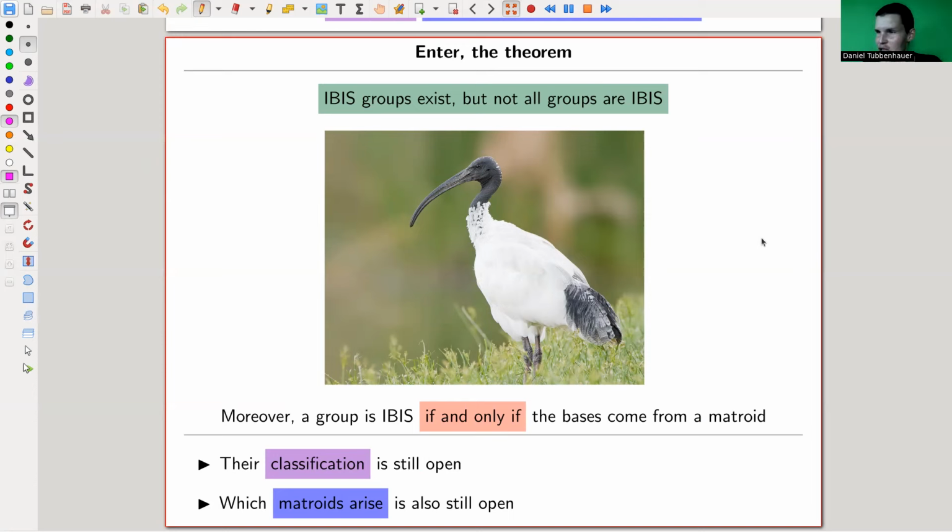Anyway, and kind of fun story here. So certainly not all groups are IBIS, and the classification is wildly open. But a group is IBIS if and only if it comes from a matroid in a certain sense. So again, matroids make their appearance here. Most of these groups, the classification, as I said, is wide open. So we don't really know a lot about them, but you can always construct them from certain matroids. For which ones is, again, an open problem. And this is kind of a nice topic.